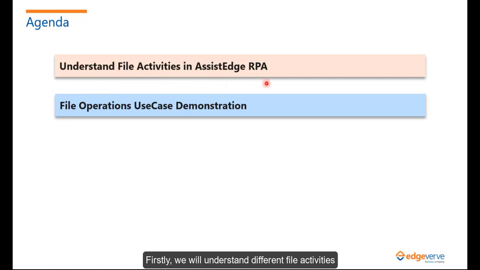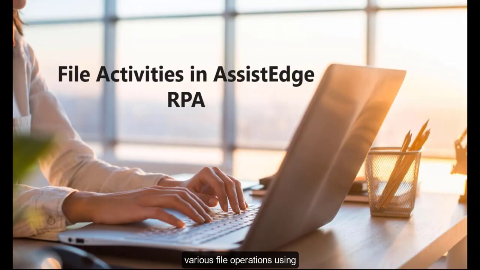Firstly, we will understand different file activities present in Automation Studio for different file operations like file open, file search, file merge, etc. Secondly, we will see a full-fledged demo where we are going to use different file operations in an automation scenario. Assistedge Automation Studio enables automation of various file operations using different file activities like file operations, file search, file merge, file split, or file exist.